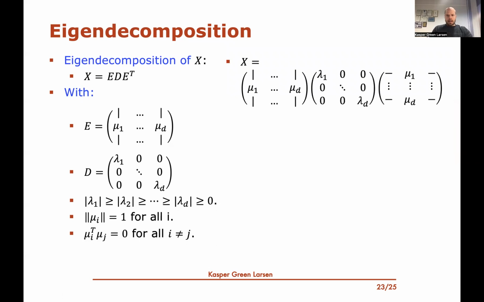Now, what we can observe is that we can write our X in this product here, right? So we have the E, we have the D, we have the E transpose. So this matrix here is D by D, if D here denotes the number of words in the dictionary.